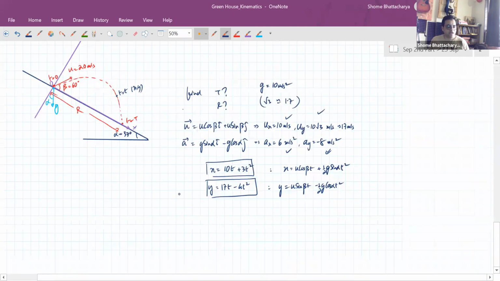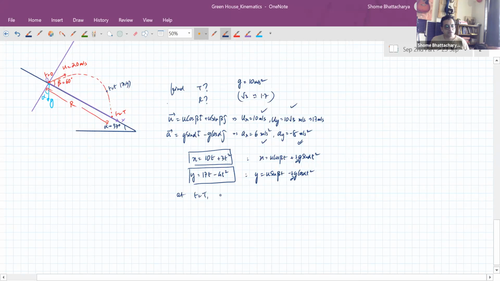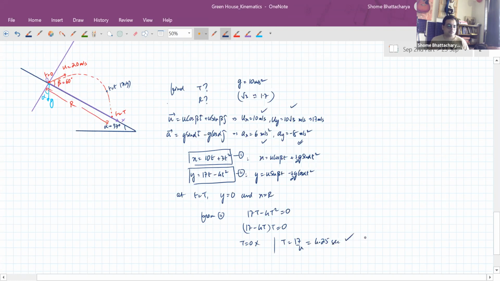So now from these equations at t equal to capital T, you can see that the value of y is 0 and x is equal to R. So this is equation 1, this is equation 2. So from the second equation, 17t minus 4t square should be 0. So that's one part, and now substitute that in the first equation, you'll get the range.